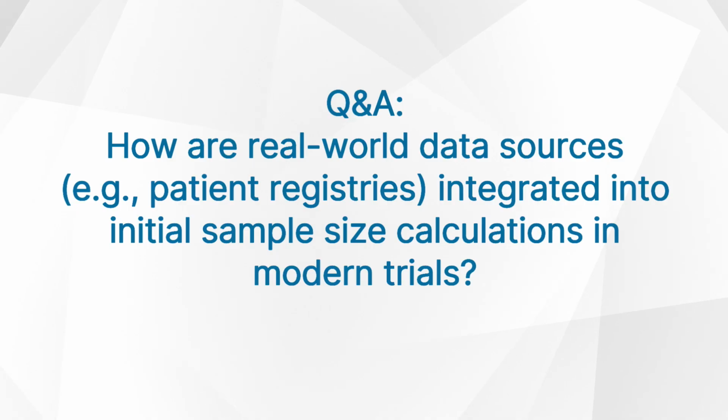How are real-world data sources, for example, patient registries, integrated into initial sample size calculations in modern trials?